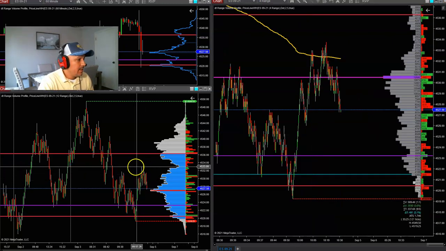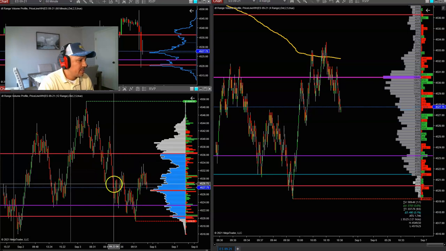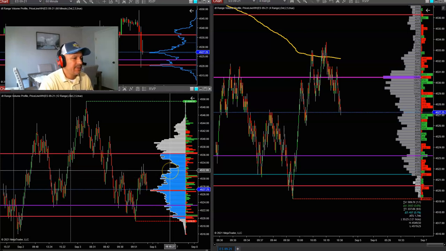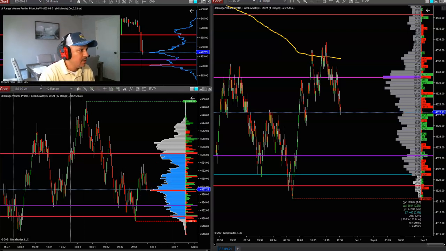All right, so price rejected this area. The swing to the downside is resistance sitting right here at the top end of this high volume area. So that's what you typically want to look for if you're looking to trade short, guys.